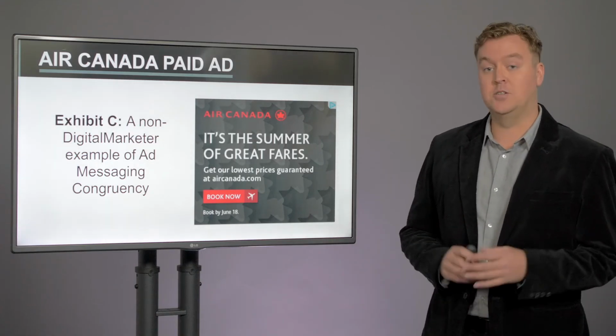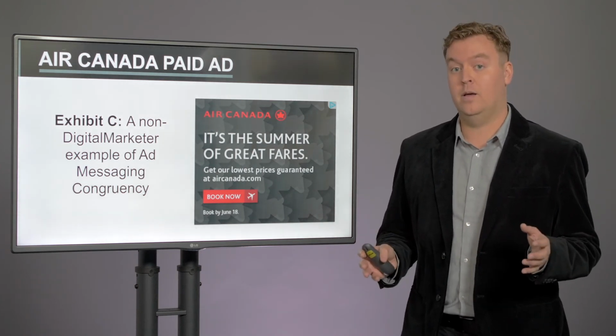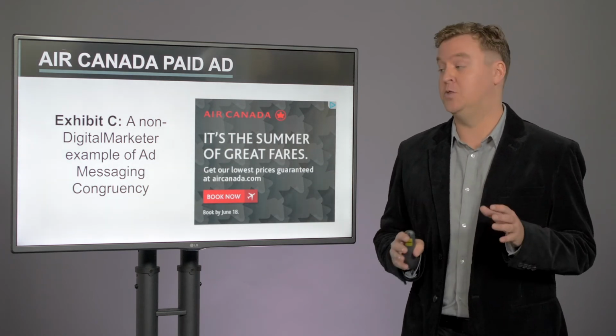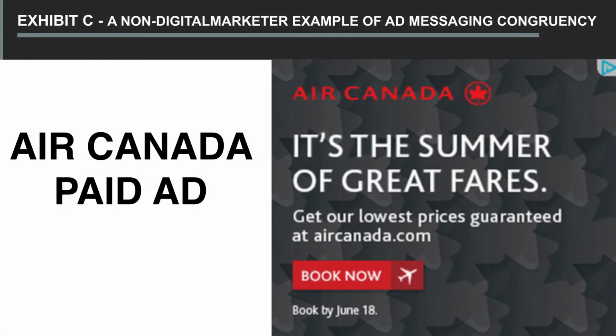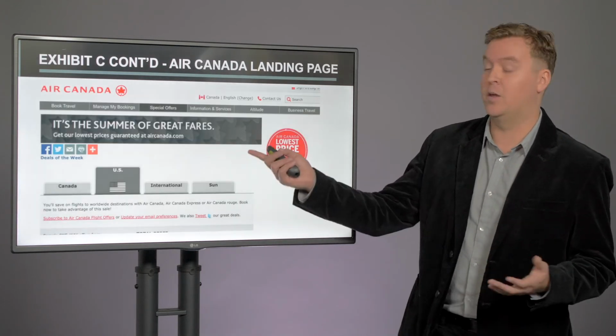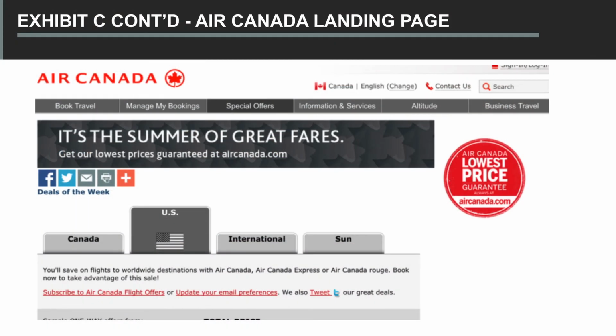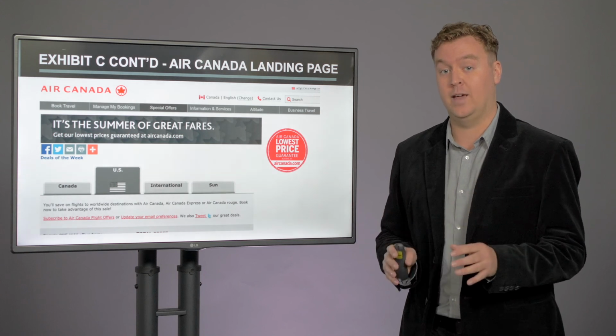Exhibit C. It's not just Digital Marketer doing this. Most brands do this, and it's proven to work because it's eliminating confusion. So here's Air Canada. "It's the summer of great fares," letting people know that right now the fares are great, which I would assume means they're cheap. So we're looking at this. It's a big headline. It's a big attention grabber. Click over. Here's the landing page for that particular ad. "It's the summer of great fares." It eliminates all confusion. The audience is clicking over from that particular ad over to this page and still looking at this and knowing that they're in a place where they can get cheap airfare.